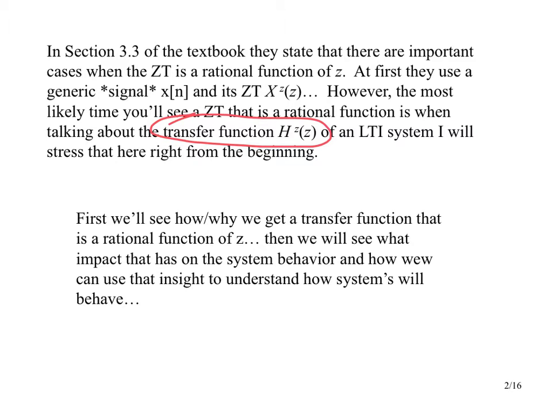So what we're going to do is look at how we end up with the transfer function being a rational function of z. And by rational function, we just mean a ratio, you can see that word right there, a ratio of two polynomials in z. Then we'll see what impact that structure has on system behavior, and how we can use all that insight to better understand the behavior of a system.